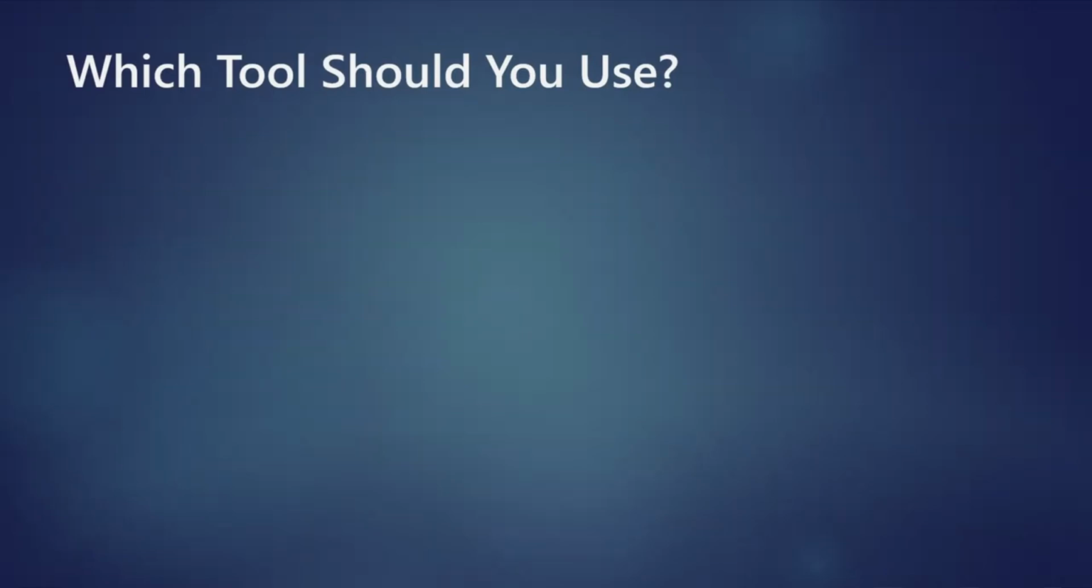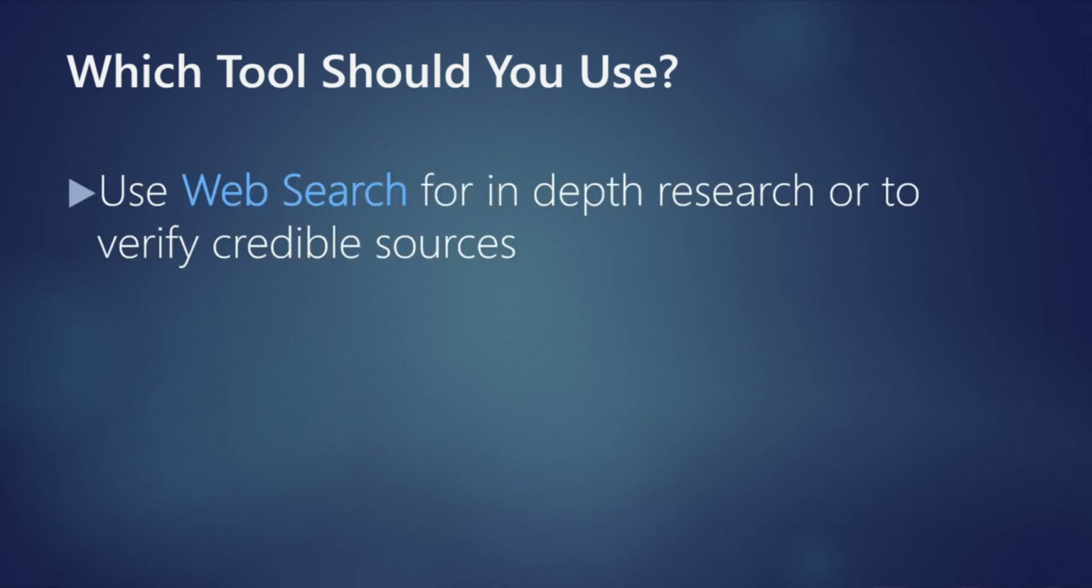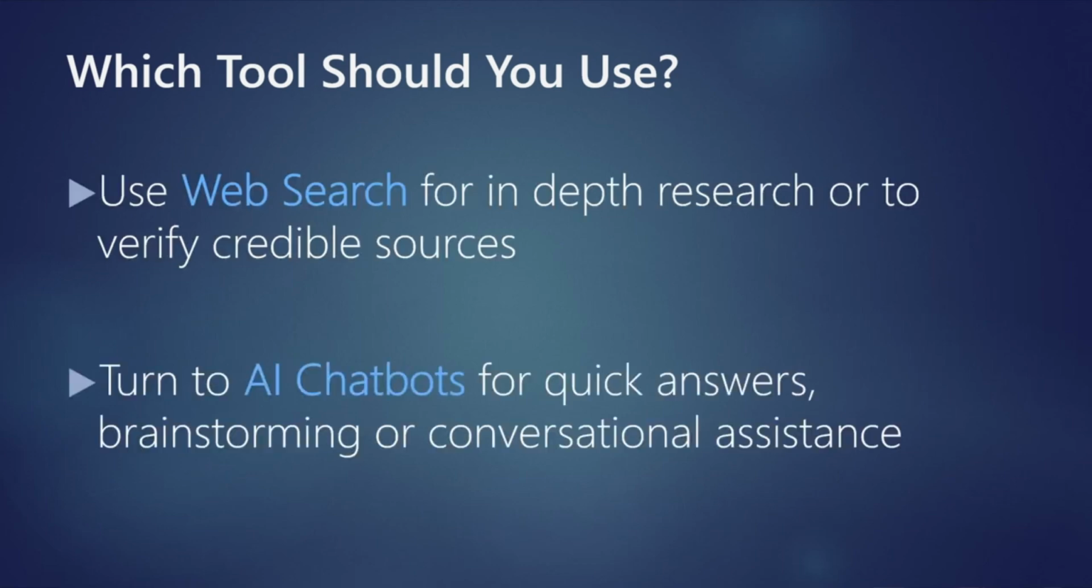So which tool should you use? For optimal results, users often benefit from using both tools. Use web searches for in-depth research and source verification, and AI chatbots for quick answers, brainstorming, or conversational assistance.